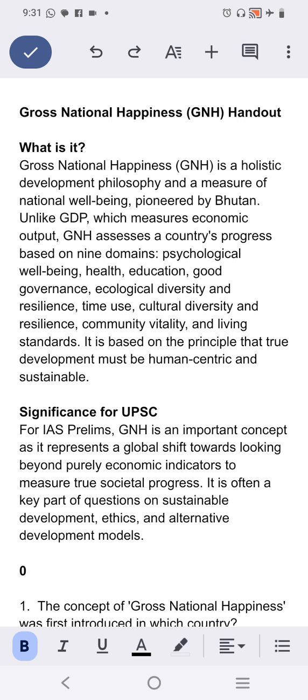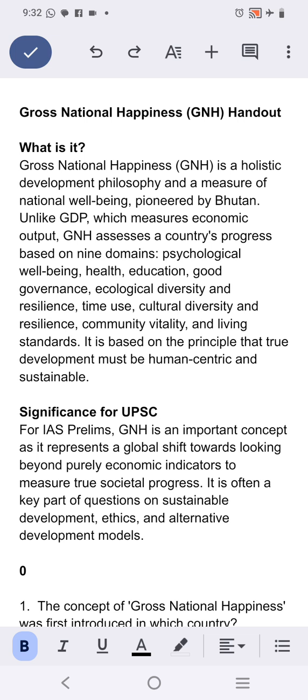So, which aspects should be used in judging a particular economy? These are the 9 aspects. Psychological well-being is the first one. Then come health, education, good governance, which is very important, and ecological diversity and resilience.